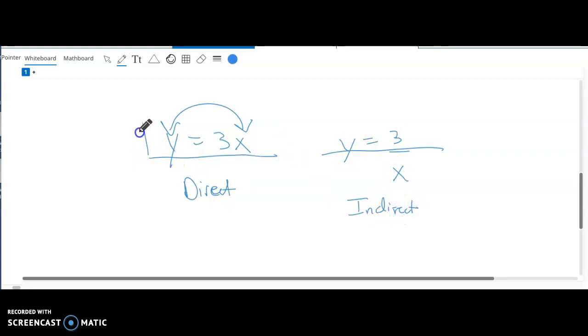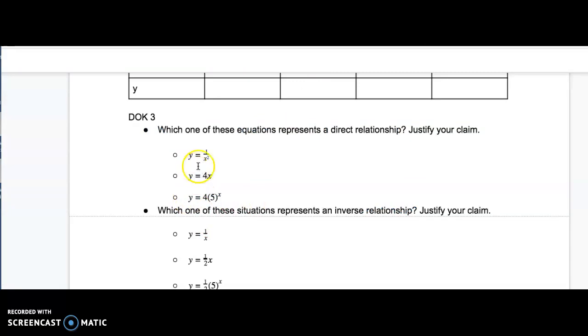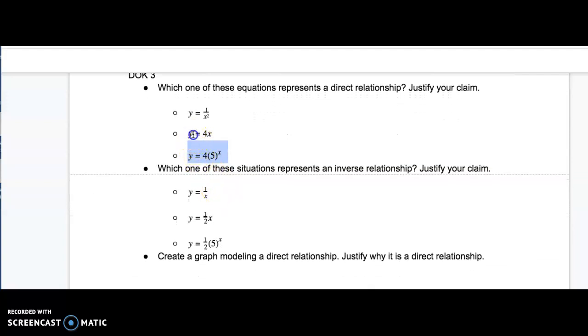Okay, so that means when y goes up, x goes up, or when x goes down, y goes down. Vice versa, when y goes up, x goes down. When x goes up, y goes down. Okay, so all you're doing is looking for the variables to be in the same row. And if it's in the same row, that means it's direct. If it's not in the same row, that means it's indirect. So you see that this is indirect, this is direct, and this is also direct because it's going to go up at the same time because this is an exponential growth. All right, so this one is indirect, direct, indirect.